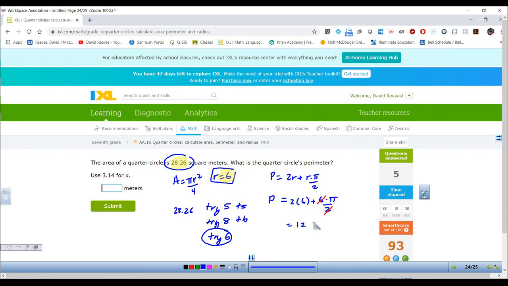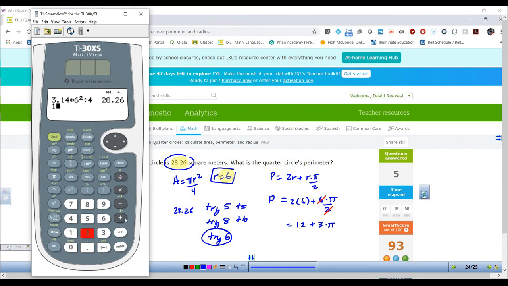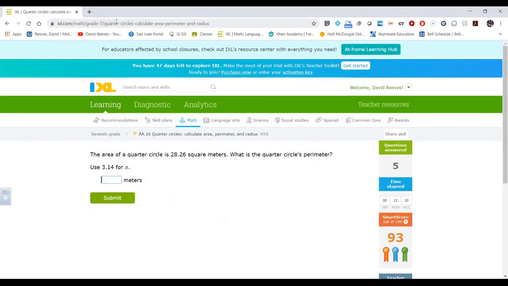So even though you're allowed to use a calculator, it's a good idea to simplify some stuff if you can before you go in. Less likely to make a mistake. All right, here we go. Into our calculator. 12 plus 3 times, and we're going to use 3.14. And when we do that, what do we get? We get 21.42. And again, there were no instructions on rounding, so I'm going to put in 21.42. And when I do that, I get it correct.